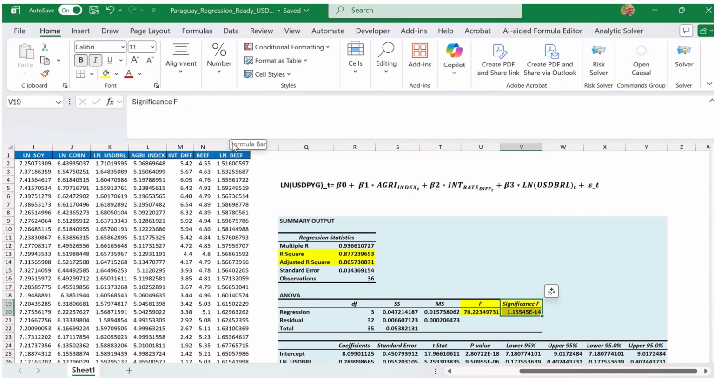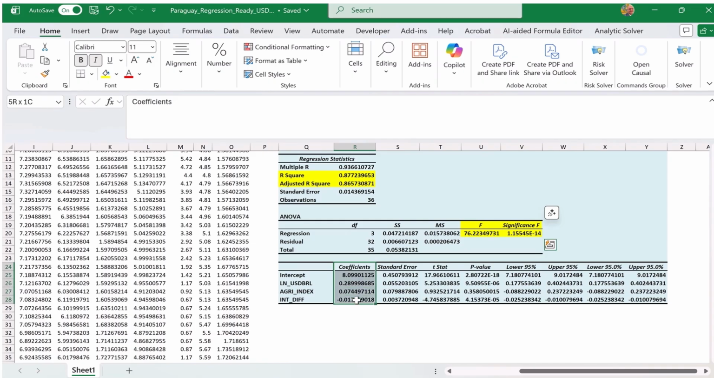Turning to the individual coefficients, the estimated coefficient on the logarithm of the US dollar to Brazilian exchange rate is approximately 0.29 and is highly statistically significant. This implies that a 1% depreciation of the Brazilian real is associated with approximately 0.29% depreciation of the Paraguayan guaraní, highlighting the importance of regional spillover effects.